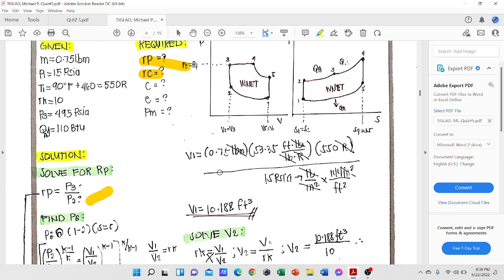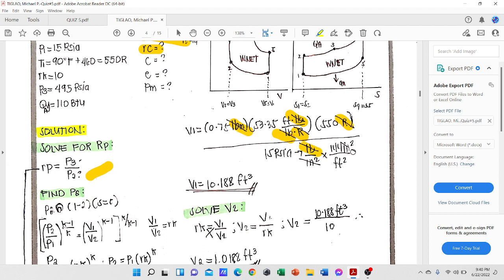So, mag-unit analysis tayo. So, yung Rankine, cancel, then yung pound mass, cancel. Then yung psia is equals to pound over inch squared. So, dito makakancel yung pound. So, dapat yung sa volume natin is cubic feet. So, yung inch squared natin, i-convert natin to feet squared. So, 144 inch squared divided by 1 feet squared.